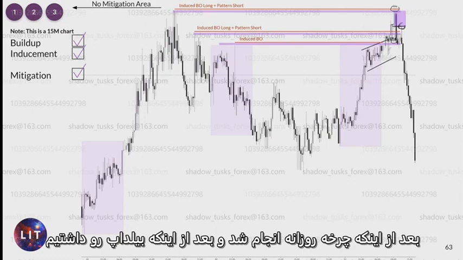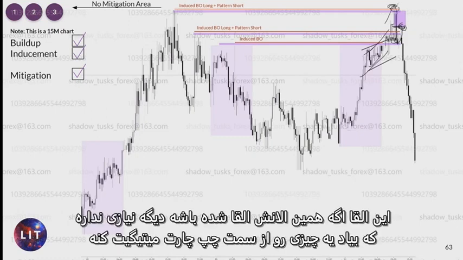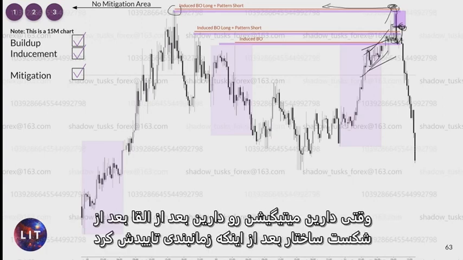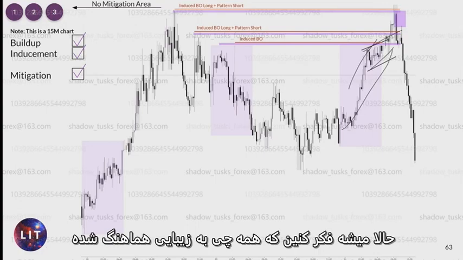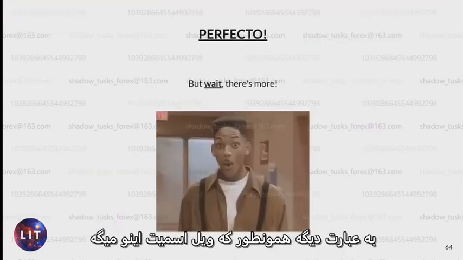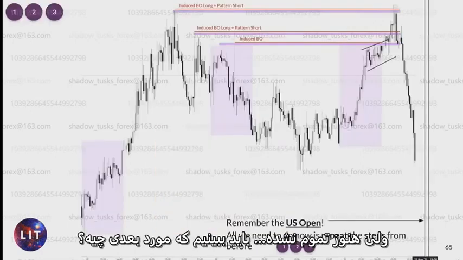Okay, after the daily cycle is played out, after you had your build up, inducement, and then you're trading this mitigation. See, it's always the same. This inducement doesn't need to mitigate something to your left if it's already an inducement. And you're trading the mitigation of the inducement after break of structure, after timing is confirmed, after daily cycle is confirmed, after build up, and everything lines up. Perfect. But there's more, of course. What are the next things in here?